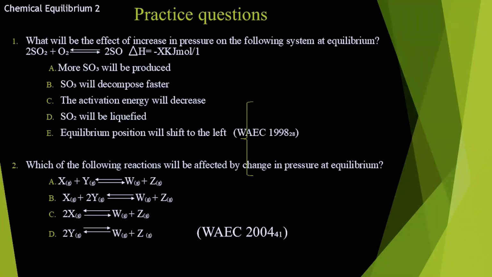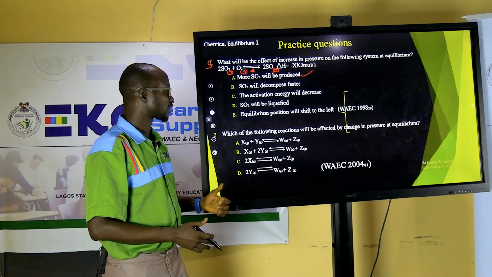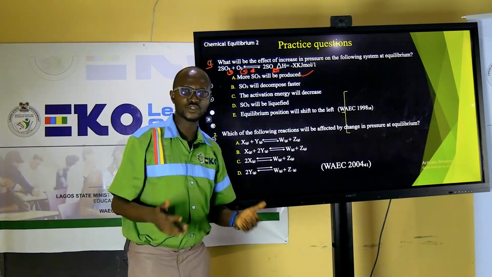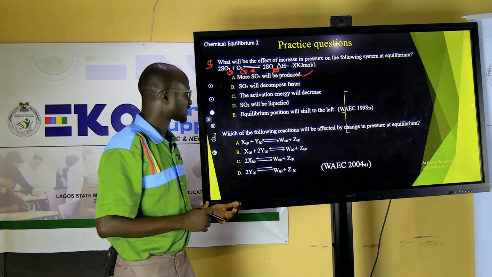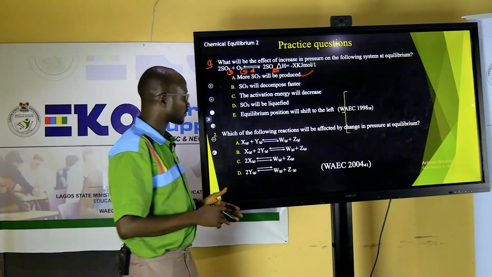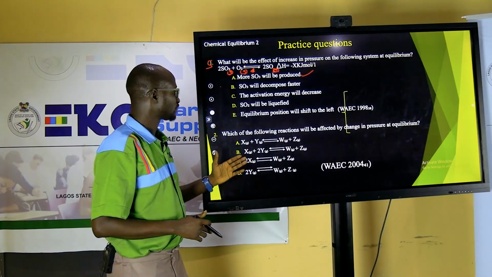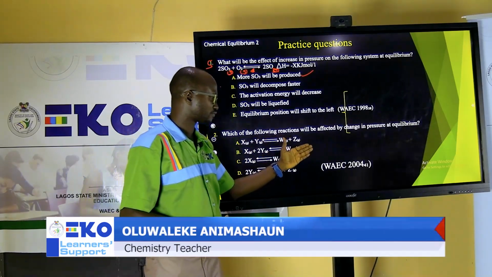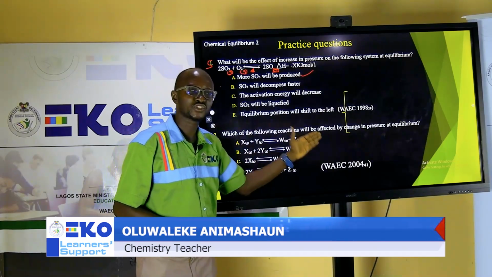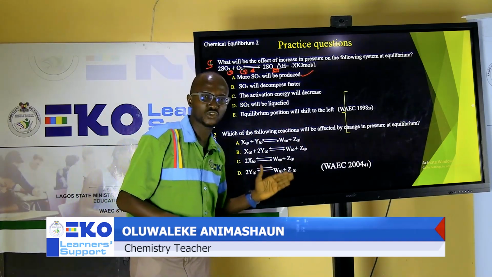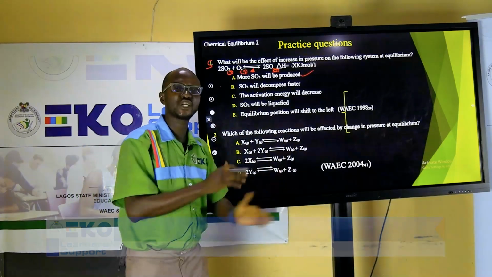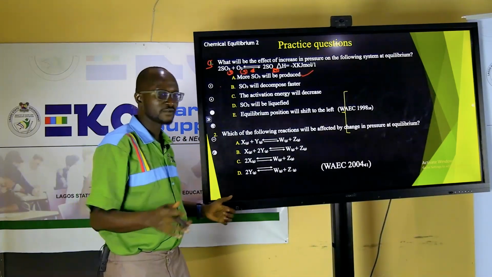Which of the following reactions will be affected by change in pressure at equilibrium? We also mentioned that whenever we are talking about the effect of pressure on equilibrium, it's only applicable to gases, number one. Another factor is this: the total number of moles of reactants and products on both sides must not be the same. If they are the same, pressure will not have an effect.